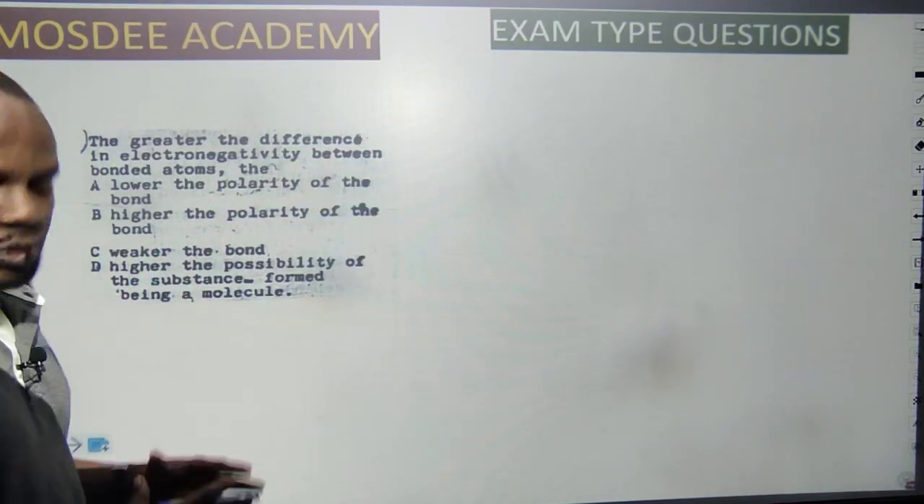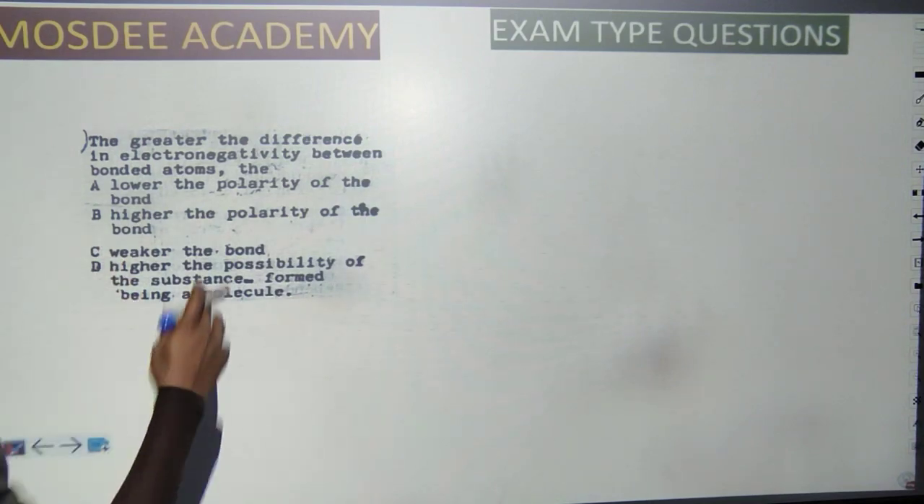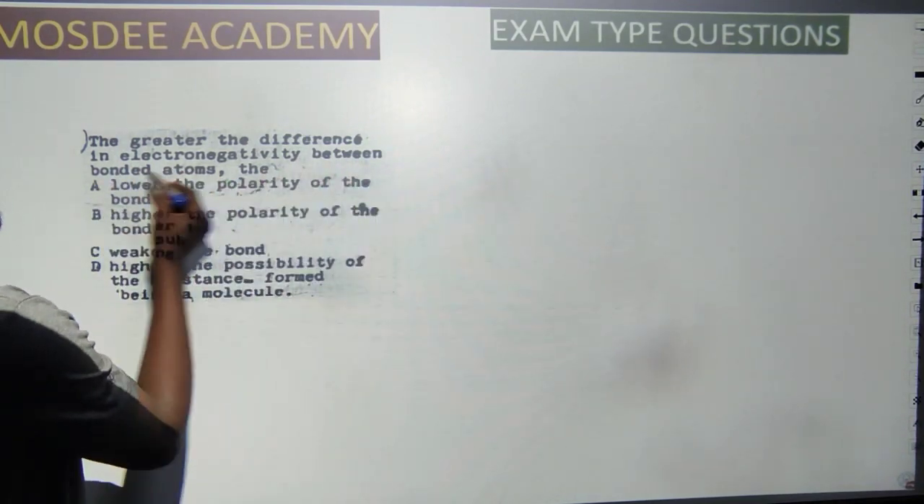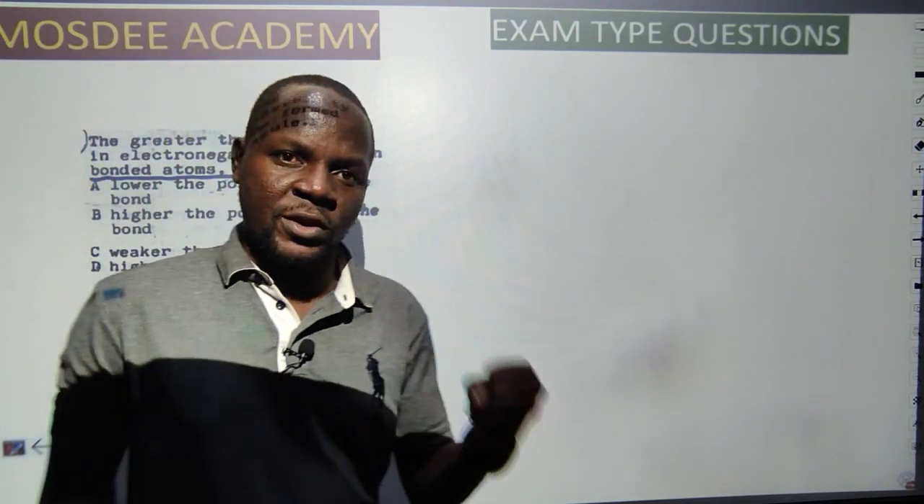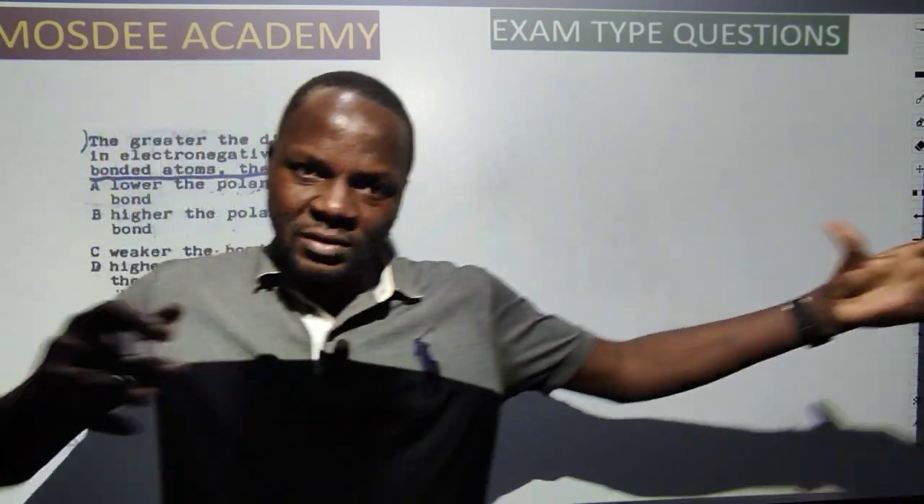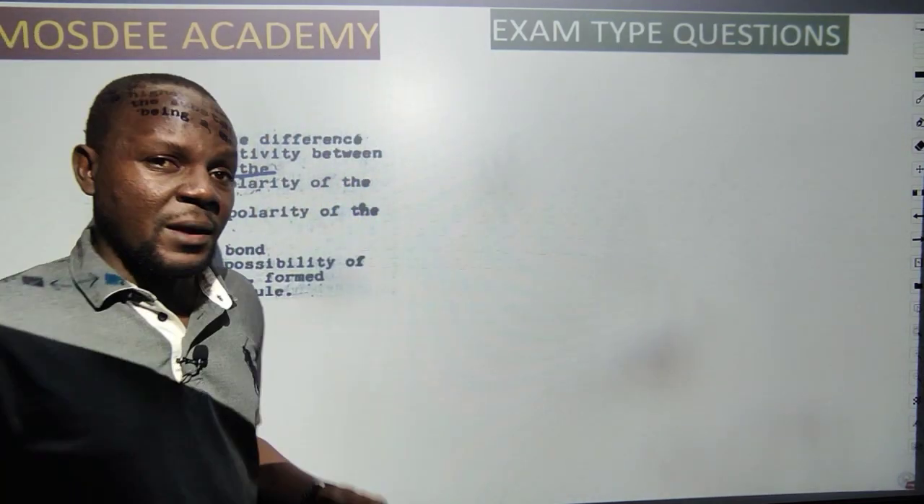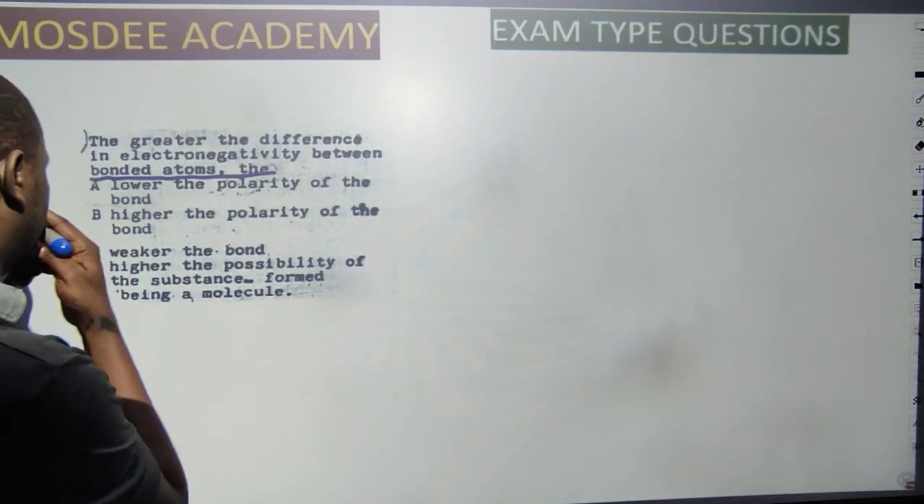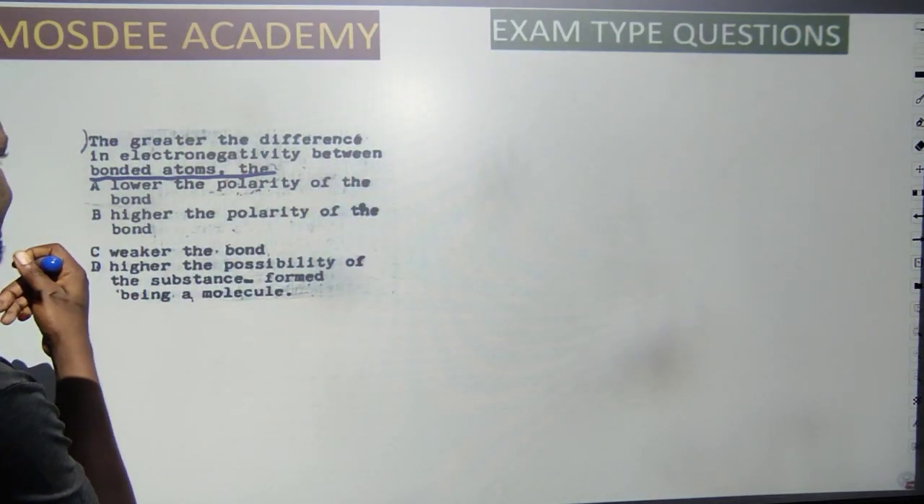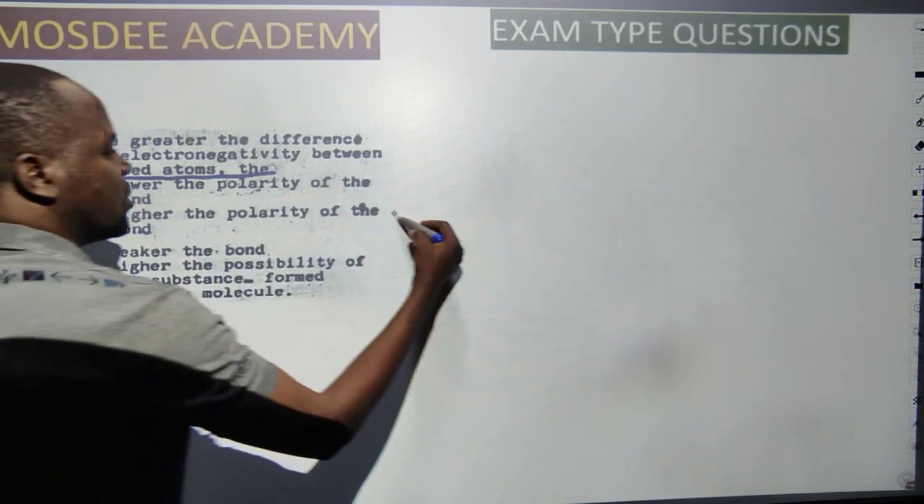Now, the next is a question on concept. The greater the difference in electronegativity between bonded atoms, the dash. I talked about this, talking about the strength of acid. The greater the electronegativity difference, the what? The more the polarity. And the more the polarity, the more the acidic strength. Please note that. So the answer to this one will be the weaker the bond, the higher the polarity of the bond. B option will be correct.